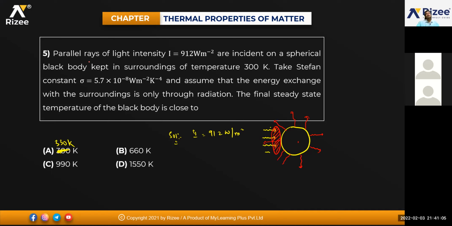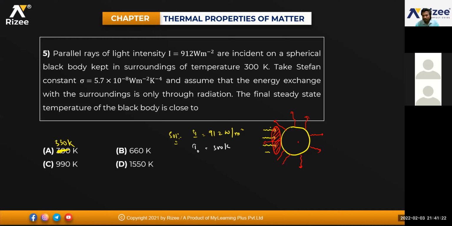Now read the question. These are parallel beams of light of intensity so and so. How much is that one? 912 watt per meter square is incident on a spherical black body in a surrounding of temperature T naught equal to 300 Kelvin.